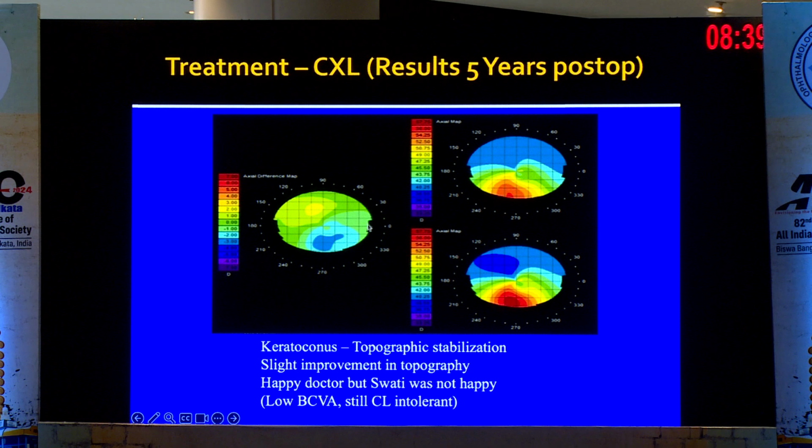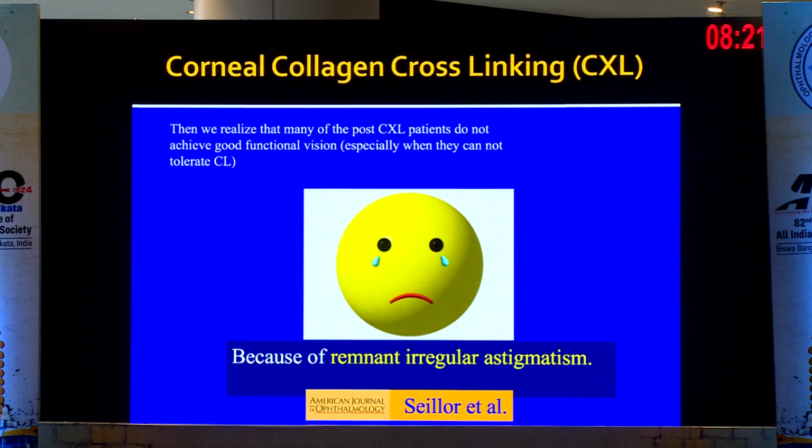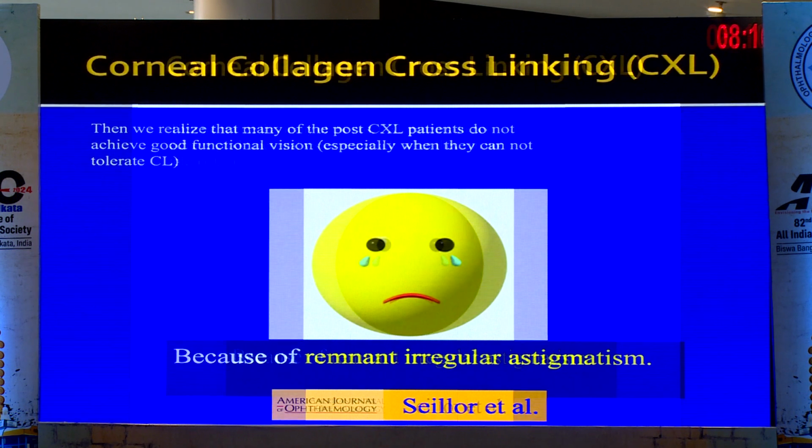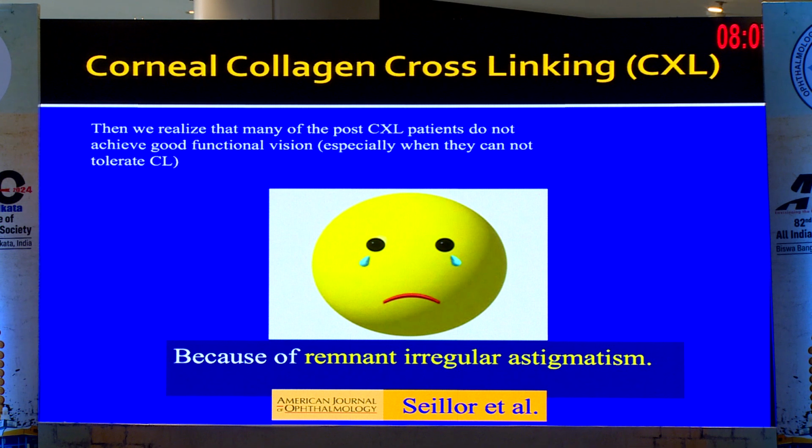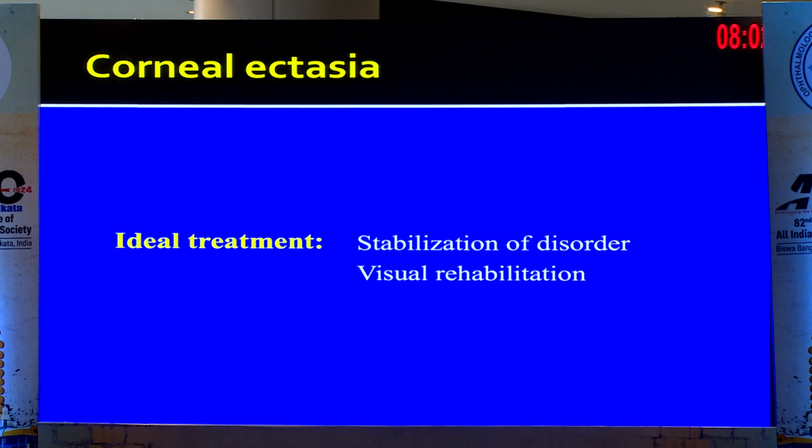You will realize that this topographic stabilization is actually pretty good, and there is in fact a slight improvement in topography itself. The patient, though as doctors we were extremely happy, Swati was not happy at all, because she was still having low best corrected visual acuity and was still contact lens intolerant. So we realized that many of these post-CXL patients do not achieve good functional vision, especially because many of them cannot tolerate contact lenses, and most importantly because of the remnant component of irregular astigmatism, which is the hallmark of keratoconus.